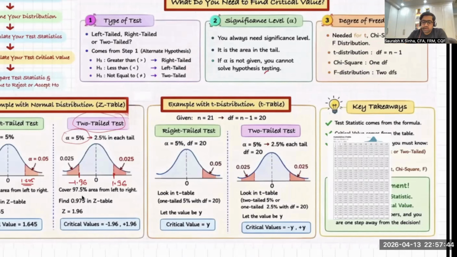The significance level is the information that would be given in the test. In our example, it is 5%. It could be 10%, it could be 7.5%. It depends upon the problem statement, but it would be given in the examination.